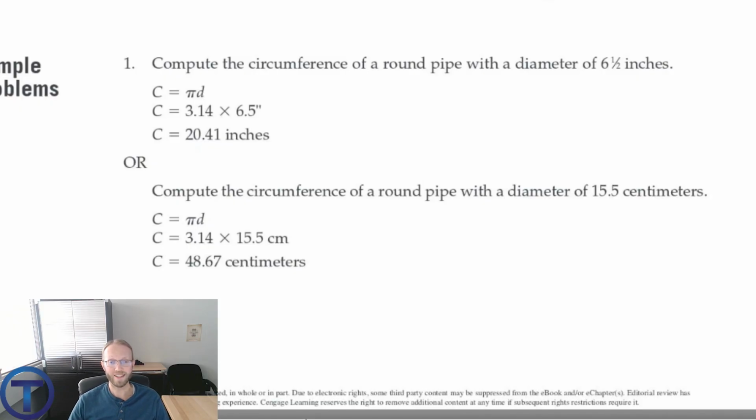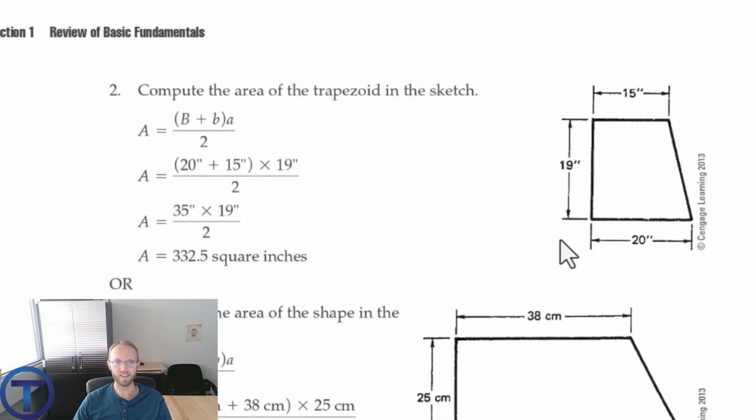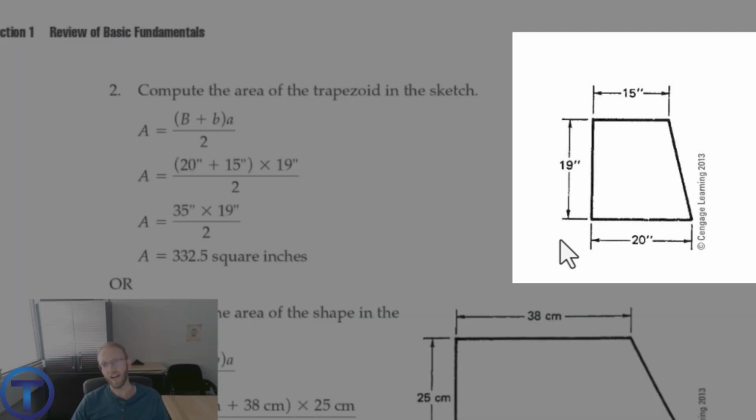Let's do another quick example using centimeters, just to rub in the fact that you don't get to use centimeters. Circumference equals pi times diameter, that's 3.14 times, they say 15.5 centimeters, we get 48.67 centimeters. Next question, compute the area of the trapezoid in the sketch. Look at the sketch. We have a height of 19, a width of 15 on the top, and a width of 20 on the bottom.